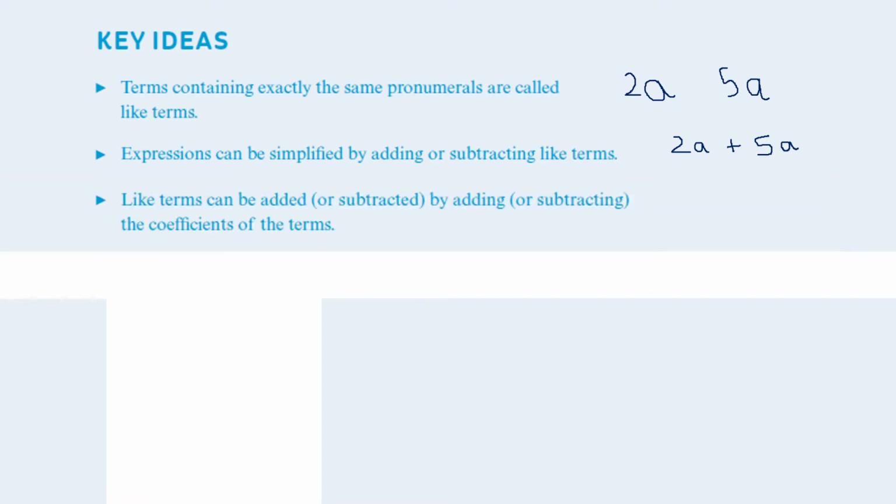The third definition, like terms can be added or subtracted by adding or subtracting the coefficients of the terms. So the coefficients meaning the numbers in front of the letter. So if we go ahead and simplify this, if we add the two numbers, 2 plus 5, we know is 7. And we leave the a the same. So this simplifies to 7a.